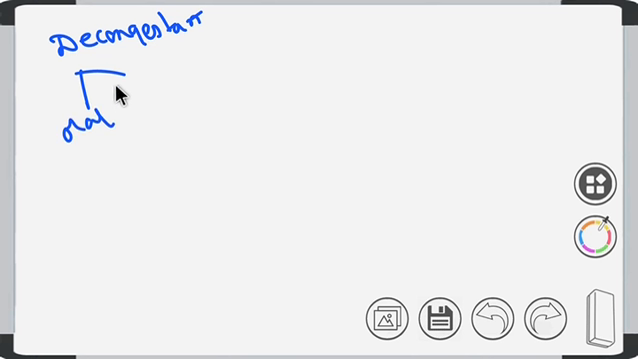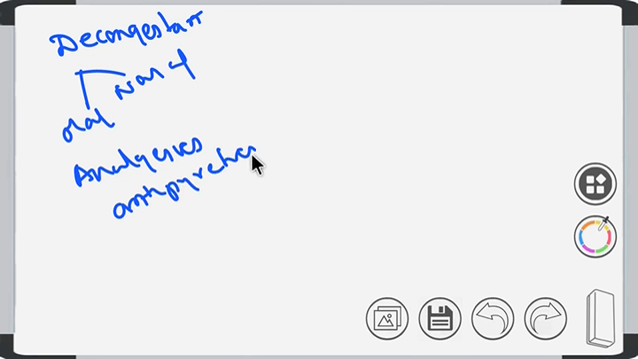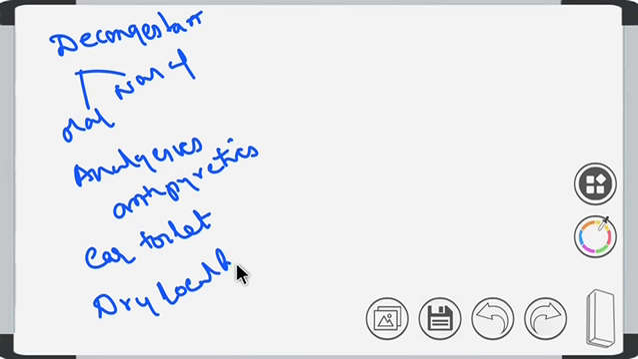Then what are the things that we can give? We have to give decongestants, oral as well as nasal. Okay, oral decongestant, nasal decongestant must be given. Then we'll give analgesics, antipyretics, and we have to do ear toilet. Dry local heat must be applied, and myringotomy can be done to drain pus.